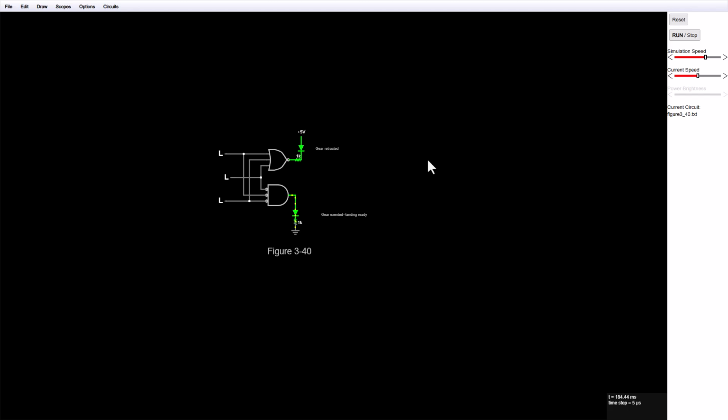These three inputs again represent the gears. These are the sides, and this is the front. What this means is everything is fine, the gears are extended, and the aircraft is okay to land. You can see the flow of electrons moving through this diode, and this green one should be on. That means everything is fine.